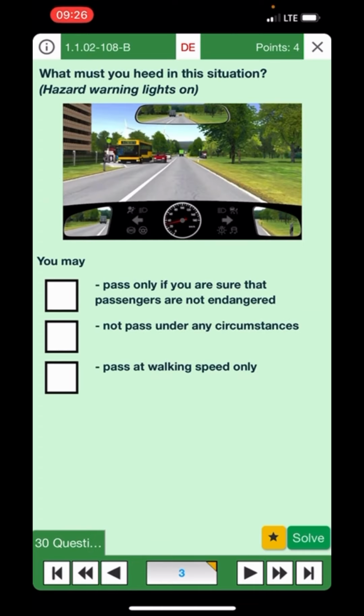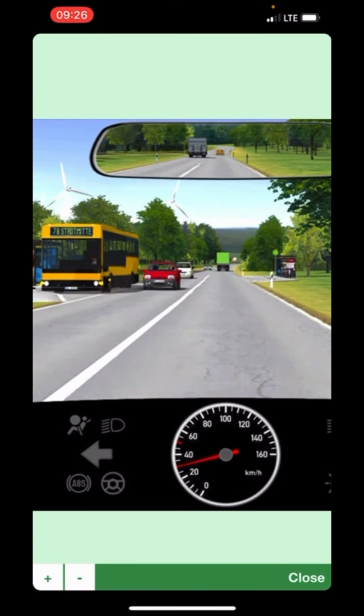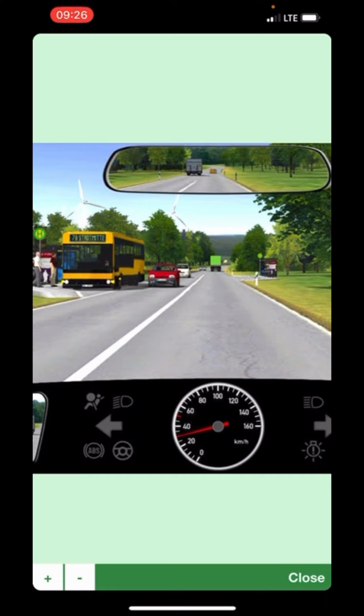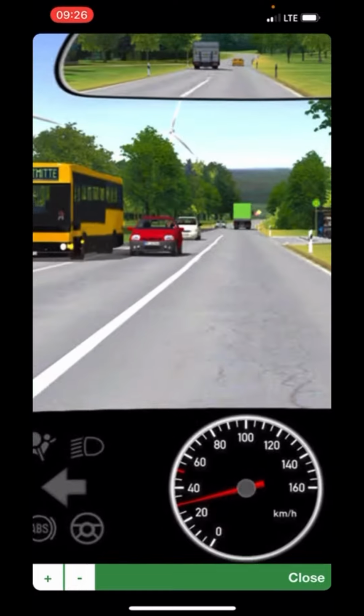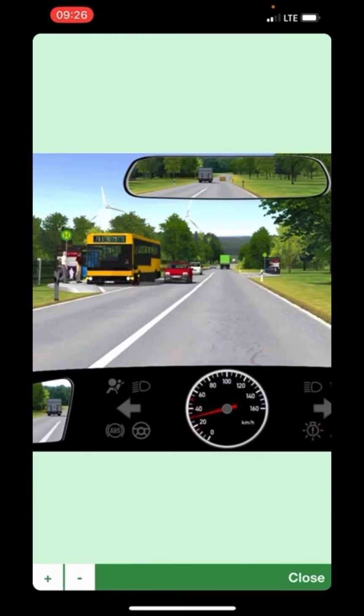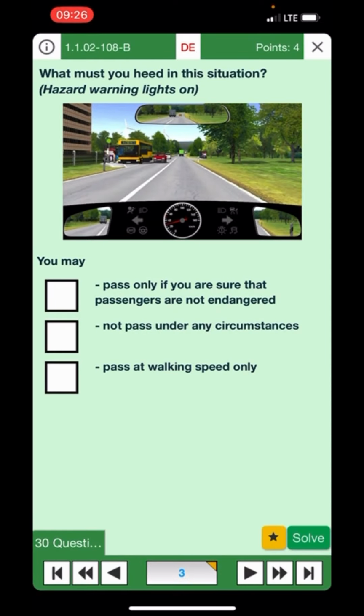What must you heed in this situation? Hazard warning lights on. Let's look at the image. You see there is a bus with hazard warning lights on the other side of the road, and you see a continuous line in the road as well. Okay, but you are on this side of the road. Okay, let's look at the options.